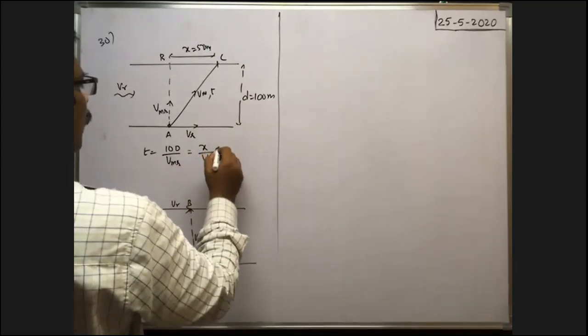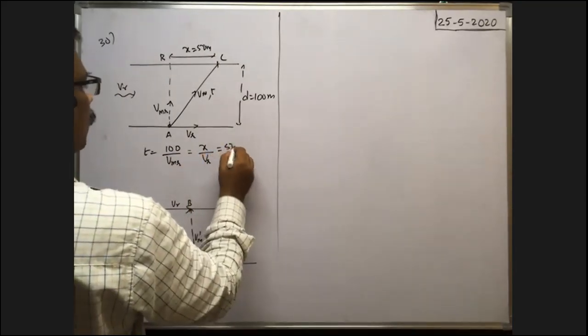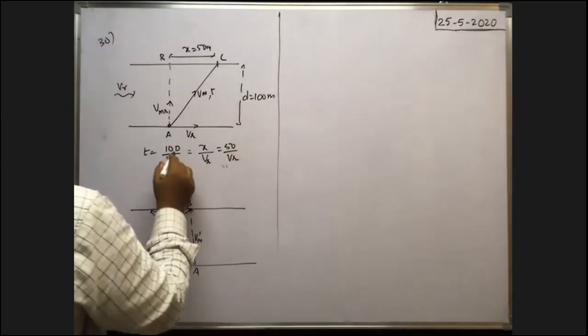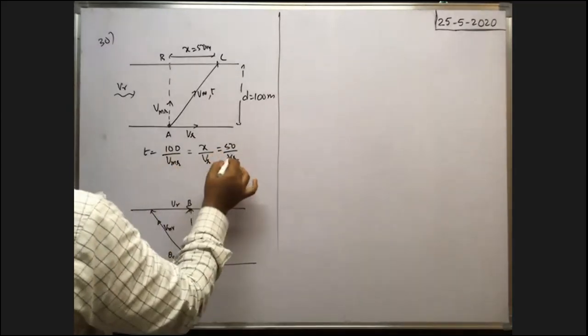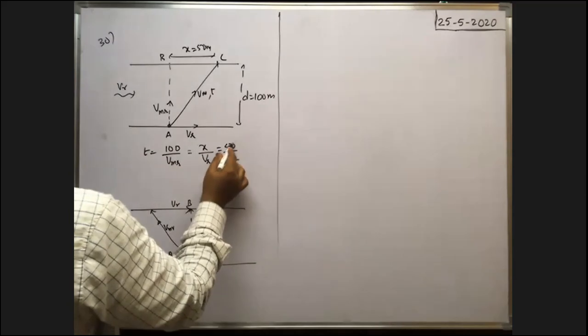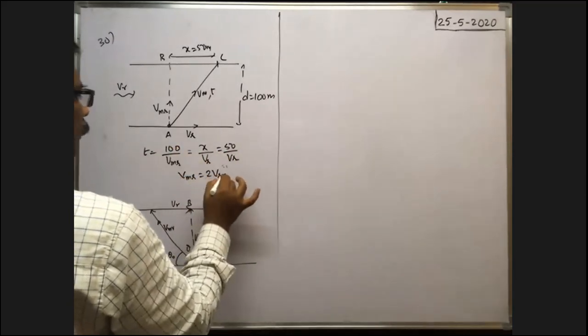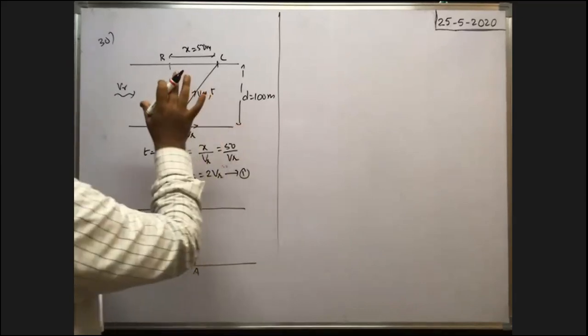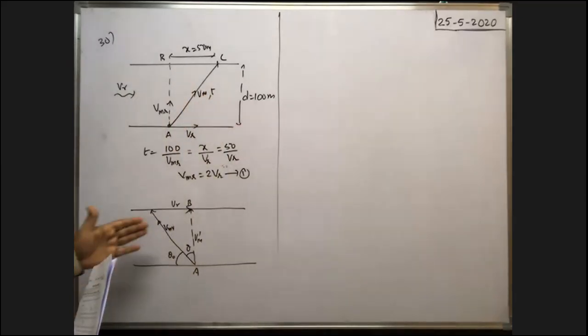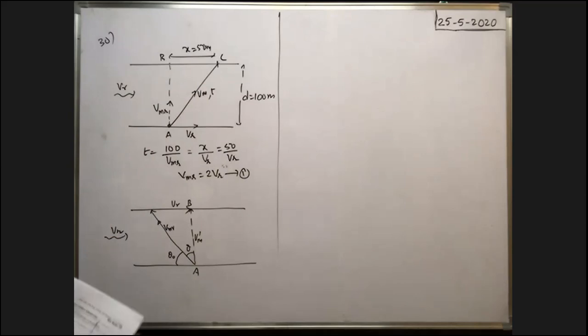So X means already we know 50 by velocity of the river. So 100 by VMR is equal to 50 by VR. Okay, 50 twos are 100. Therefore, VMR is equal to 2 into VR. We can write now. This is one relation from the given first condition we know. In this case, how we can find the VR, VMR relation is there now.